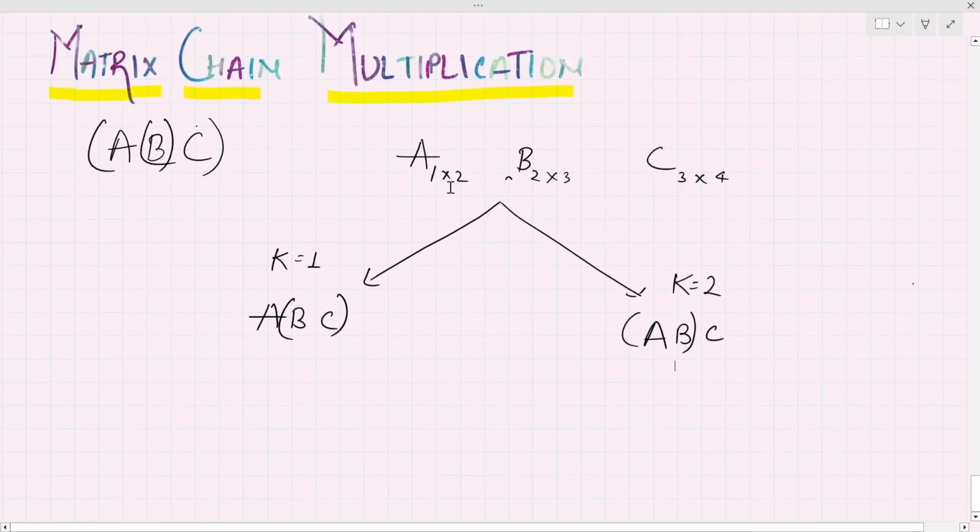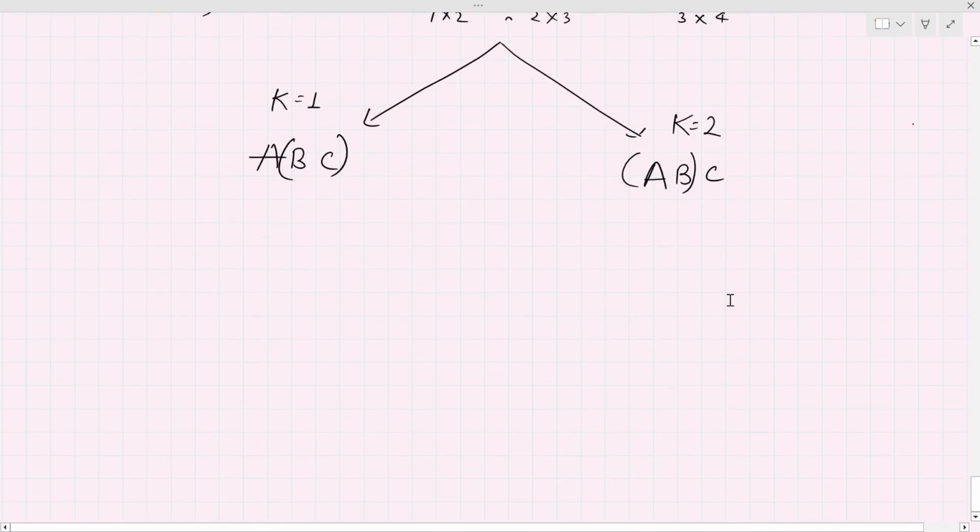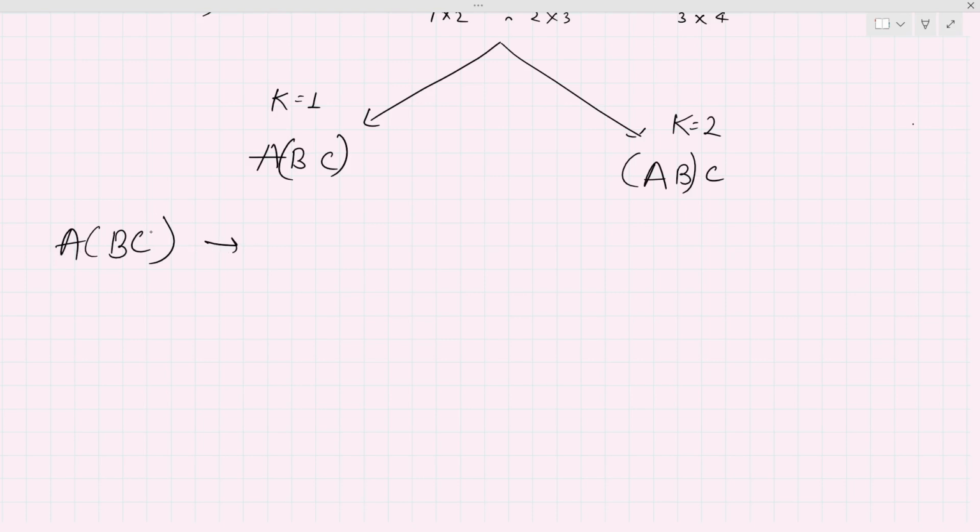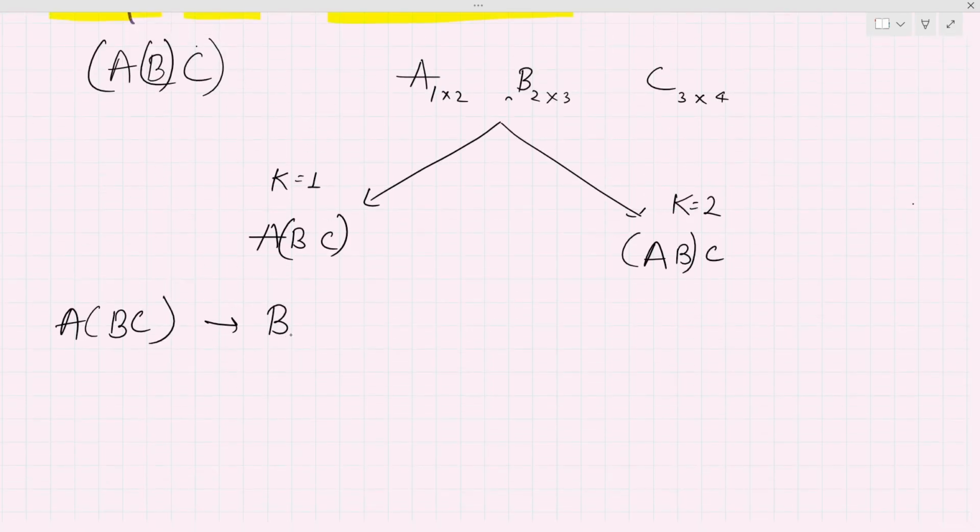Let's first see how we can solve this. We have A 1 by 2, B 2 by 3 and C 3 by 4. When k is equal to 1, what does that mean? First you have to multiply B and C, and then the result will be multiplied by A. Now let's see how we solve this. What's the value of B? The value of B is 2 cross 3. And the value of C is 3 cross 4.